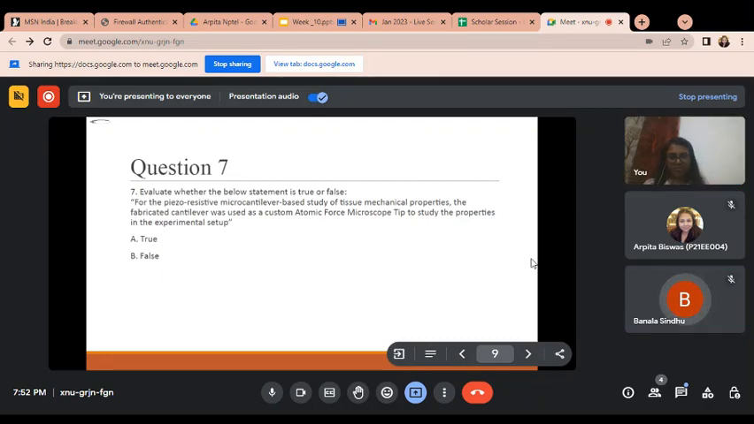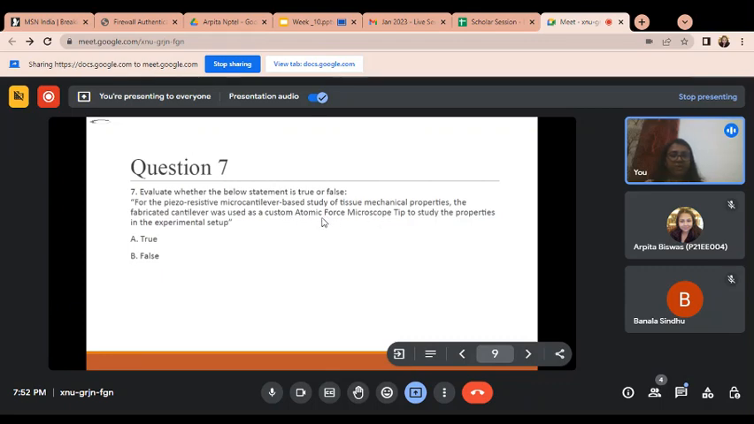True, ma'am. No, the right option is false. For the piezo-resistive micro-cantilever based study of tissue mechanical property, the fabricated cantilever was used. If you go through the video lecture, you can see the cantilever. In that case, the cantilever is AC. They have used the AC weight for the cantilever fabrication. And here it is saying the fabricated cantilever was used as a custom atomic force microscope. No, this statement is false.